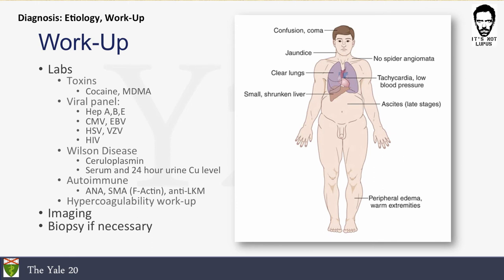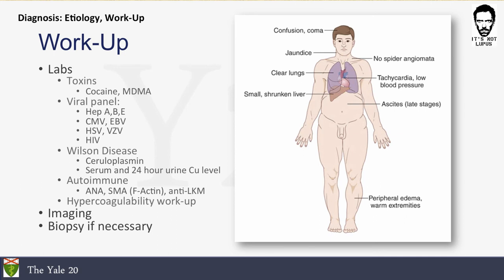These might include a comprehensive toxicology panel looking for cocaine and MDMA, which can present as an ischemic type picture. A viral hepatitis panel, including hepatitis labs for A, B, E, CMV, EBV, HSV, VZV, HIV, depending upon your suspicion. Ceruloplasmin, serum and urine copper levels for Wilson disease should be sent in the appropriate patient. ANA, anti-smooth muscle antibody or anti-F-actin antibody, and anti-LKM for autoimmune etiologies can be considered. A hypercoagulability workup for factor V Leiden and lupus anticoagulant may also be considered.